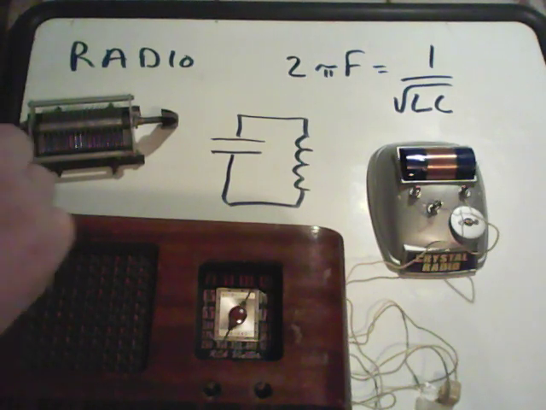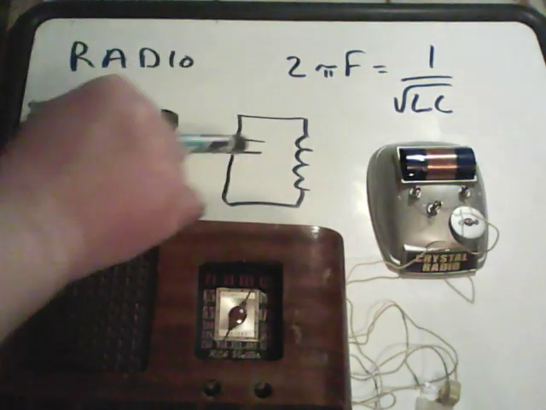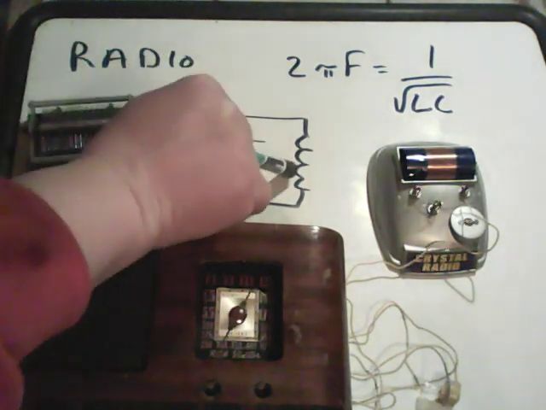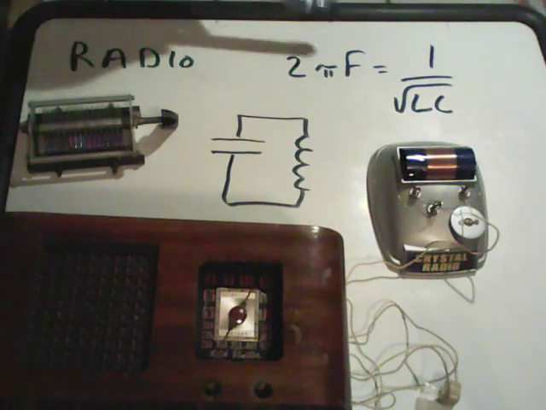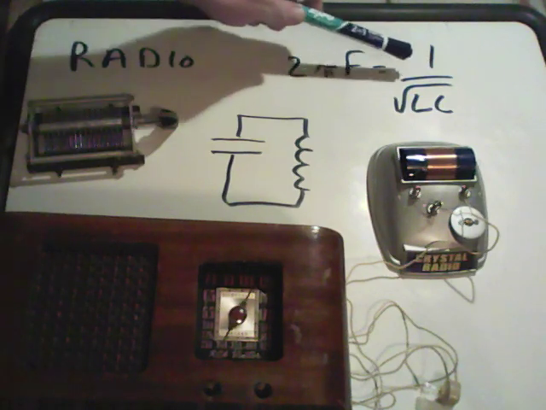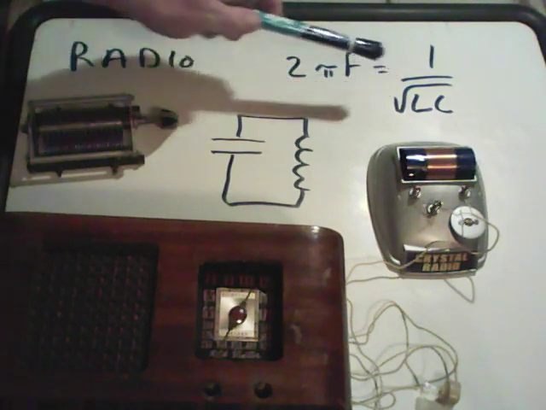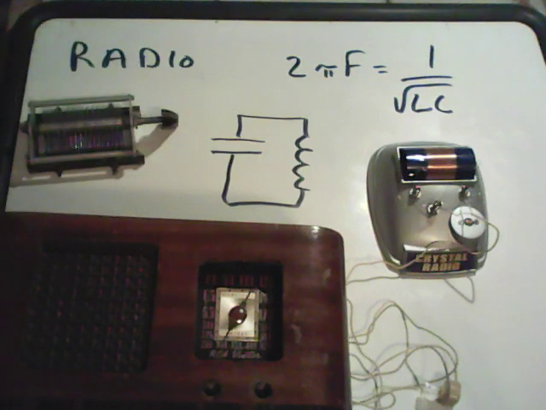Once again, the core of this is this oscillating circuit with a capacitor and an inductor. The frequency is related to 1 over square root of LC. And then I have a couple examples of some simple radios to show you that just hopefully illustrate this is really all there is to it.